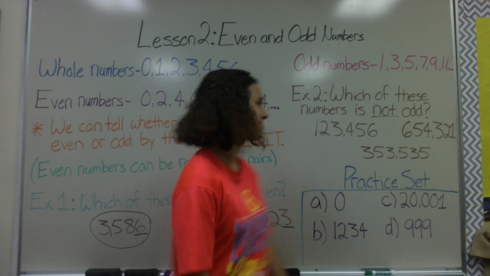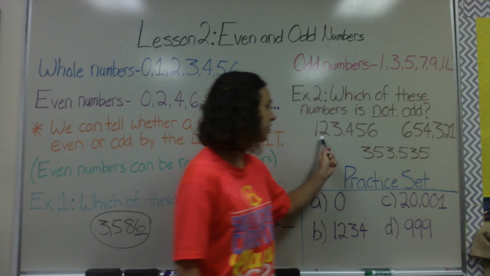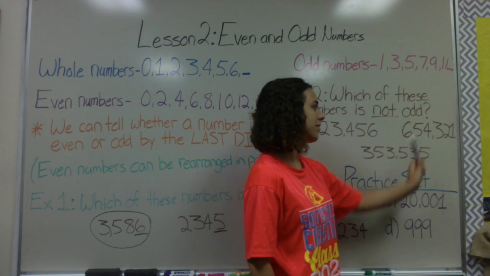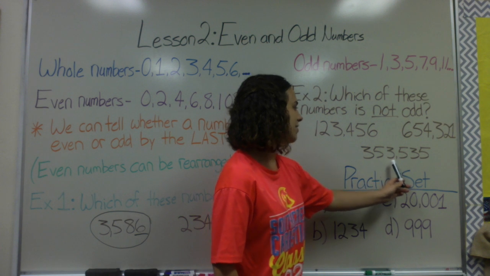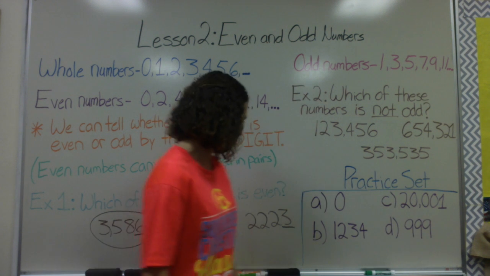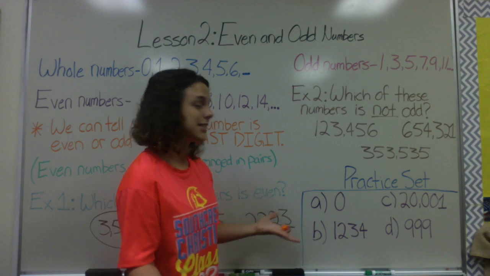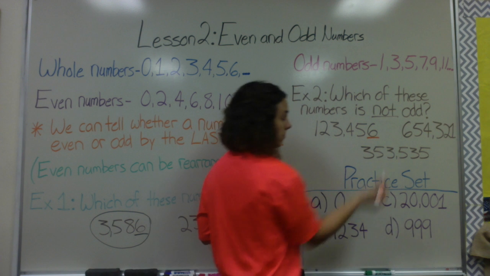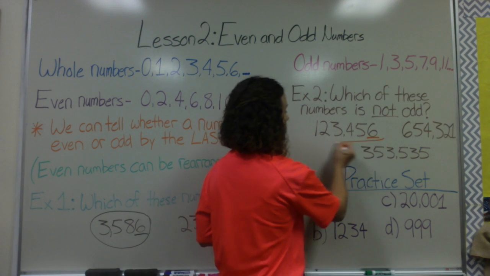I'll let you take a guess. Which of these numbers is not odd? I have 123,456, 654,321, and 353,535. So the number that is not odd, meaning it's even, I look at my last digit here. Guess what? I have another 6. That's so difficult.